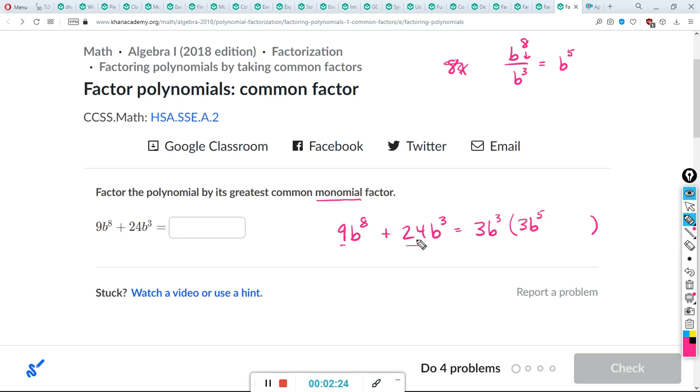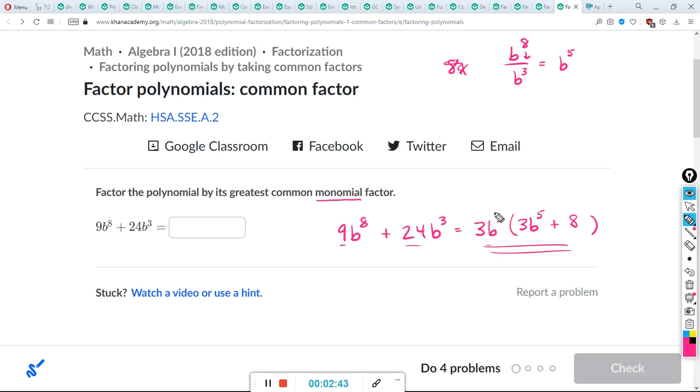So here we have 24 and 3. 24 divided by 3 is going to be a positive 8. And b to the 3rd, we already have b to the 3rd. If you did b to the 3rd divided by b to the 3rd, it would just be 1. So this is your answer right here.